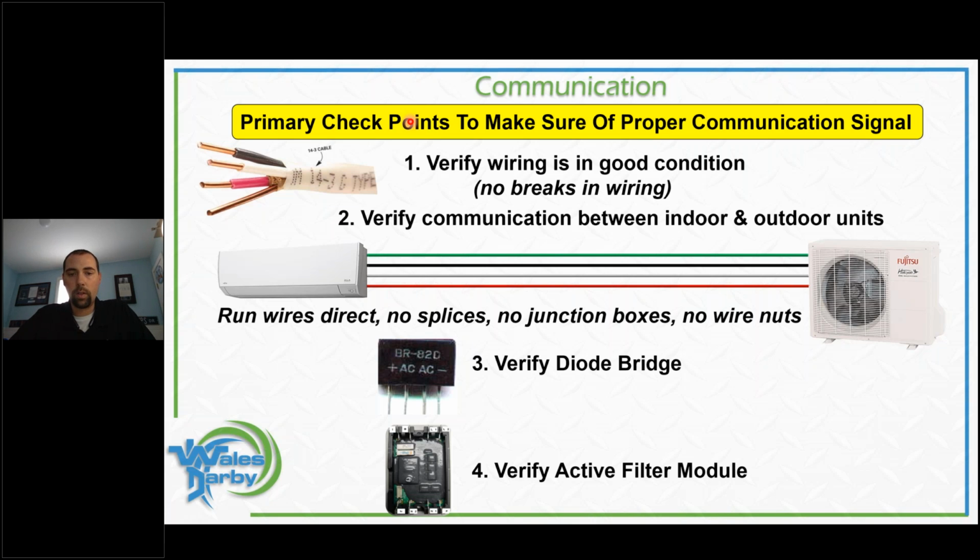Once we confirm the wires are good, we find that problem, we find there's no communication coming out of that outdoor unit, then we can get into steps 3 and 4 and start verifying individual components like the diode bridge, the filter module, stuff like that.